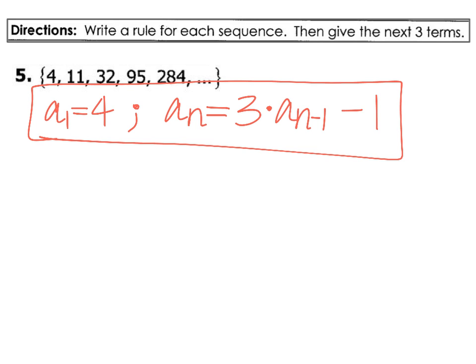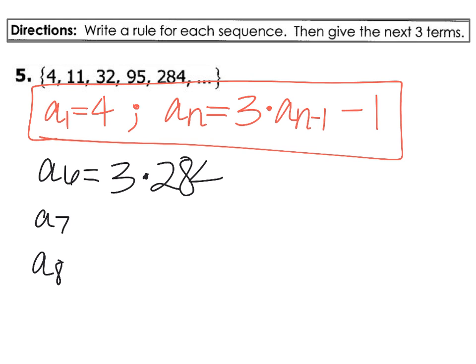And then in order to find the next three terms, all right, so we're given the first 5 terms, we want to find a6, a7, and a8. All right, 6th term, 7th term, and 8th term. So to find the 6th term, we want to do 3 times the 5th term. So 3 times 284 minus 1, that's going to give us 851.